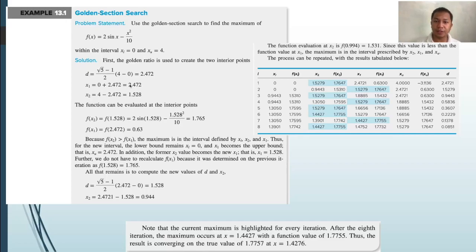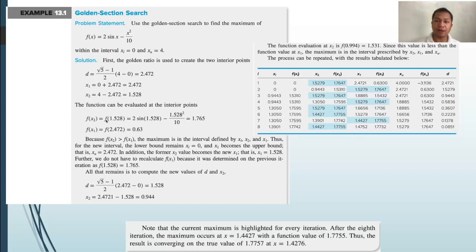Then we have the two interior points. x1 is xl plus d, so this becomes 2.472. And for x2, xu minus d, or 4 minus 2.472, which is equal to 1.528. So the function can be evaluated at the interior points.